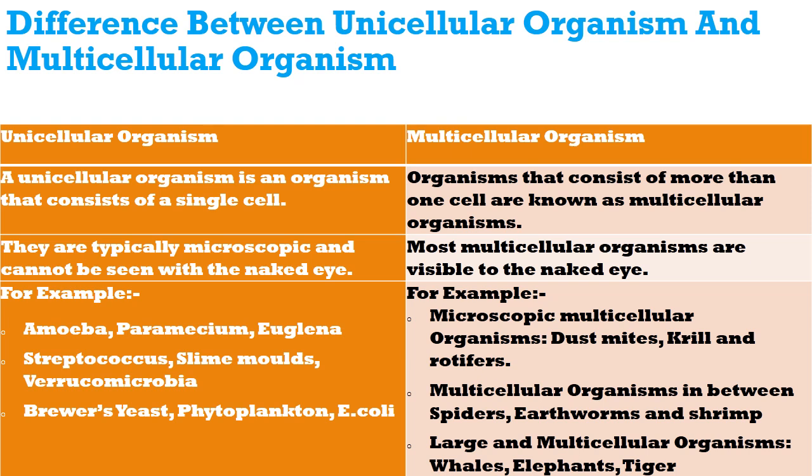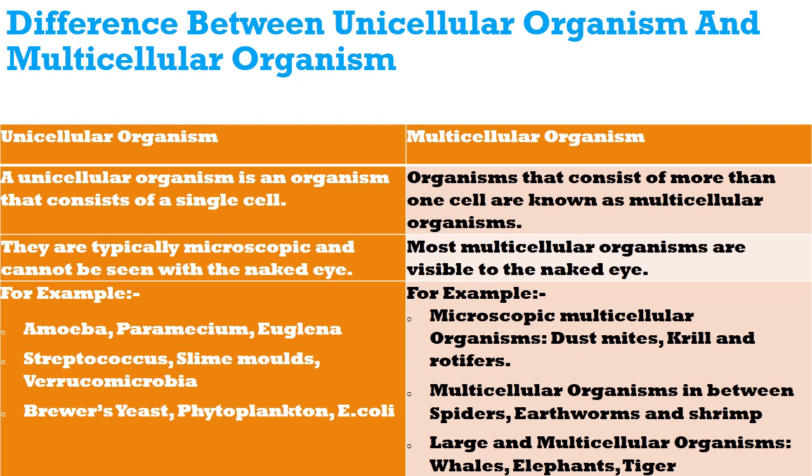Difference between unicellular and multicellular. You can see on the left side characters of unicellular organism and on the right side characters of multicellular organisms. A unicellular organism is an organism that consists of a single cell, but multicellular is made up of more than one cell. Unicellular organisms you can see through a microscope, but multicellular organisms you can see with your naked eyes.